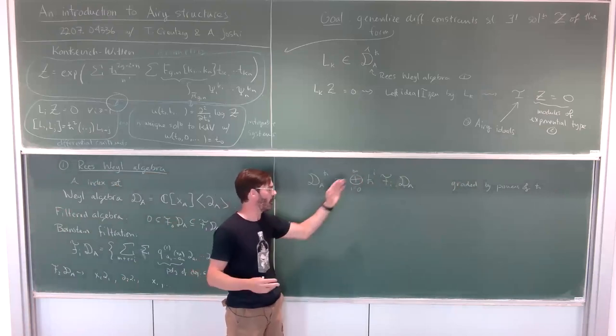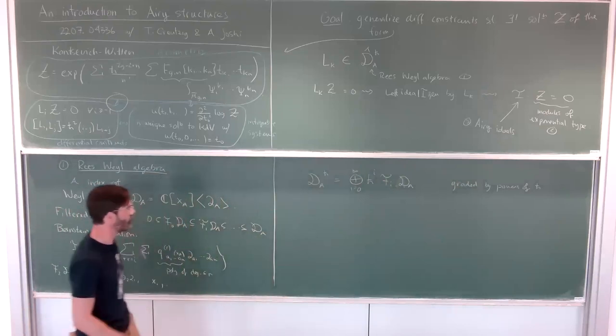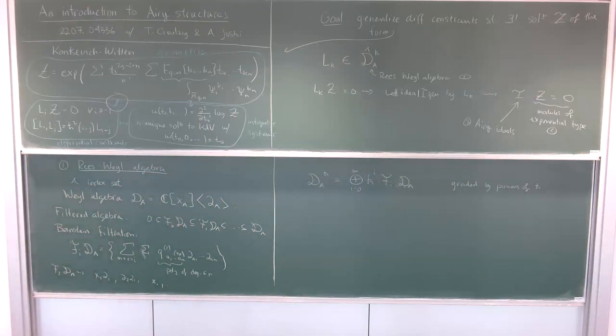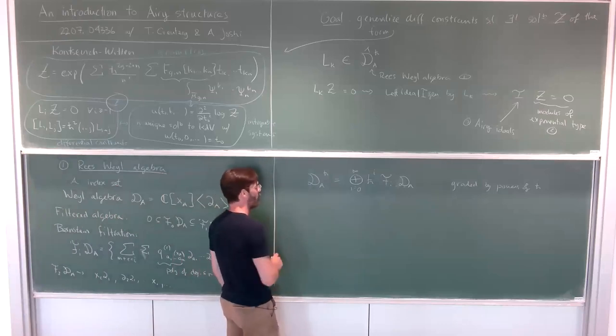And that becomes graded, which is clear. That's always true for any filtered algebra. If you take the direct sum of the subspaces with some parameter, h bar or epsilon, whatever you want to call it, you always get a graded algebra. So that's called the Rees construction. We'll call that the Rees Weyl algebra.